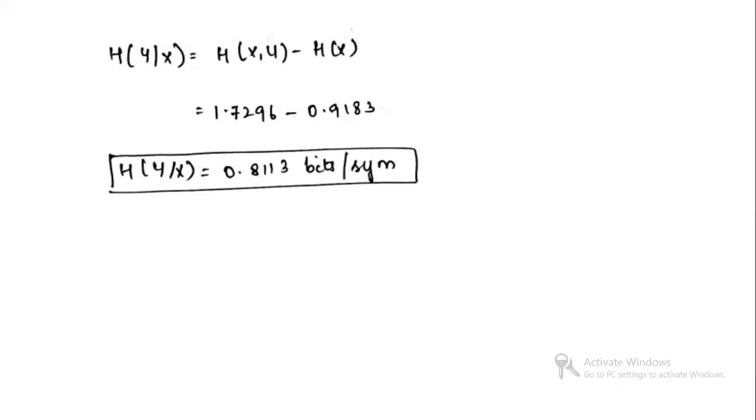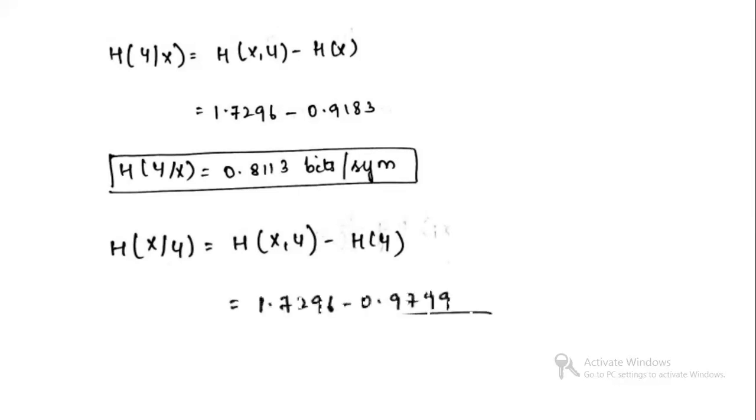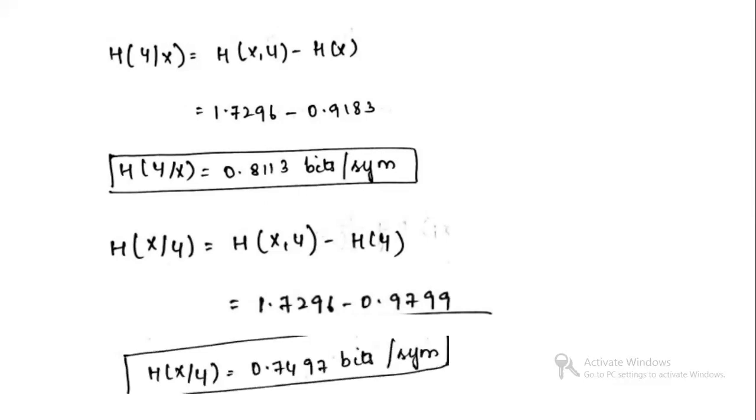In a similar way, we can calculate H(X|Y) equal to H(X,Y) minus H(Y). So here also we know the value for H(X,Y) and H(Y). Substituting those two values, we get the H(X|Y) value as 0.7497. This is one of the types of problem.